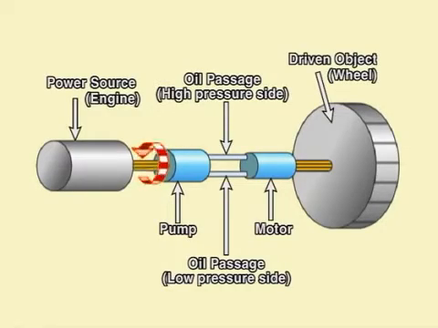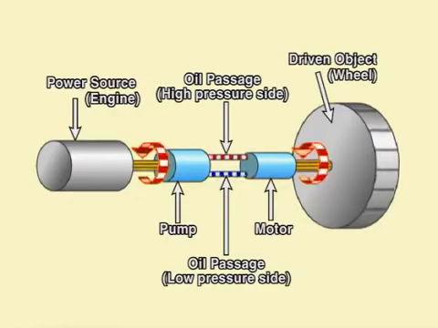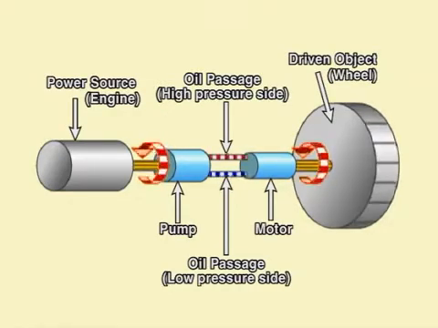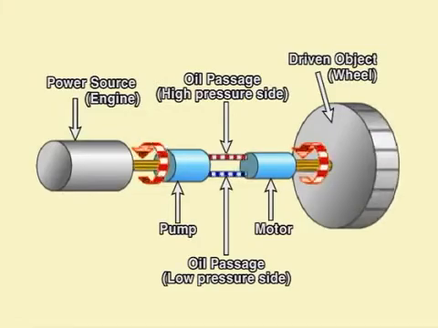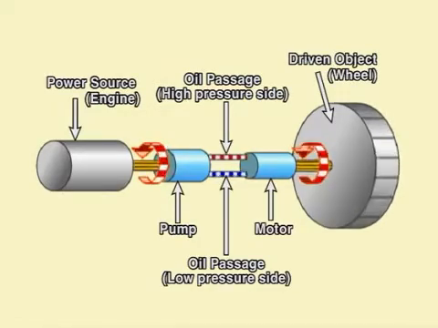The pump and motor in the HST are basically connected through just two oil passages. The pressure of the hydraulic oil sent to the motor by the pump makes the motor rotate. As a result, the wheel connected to the motor also rotates, transmitting the engine's power to the machine to be driven.